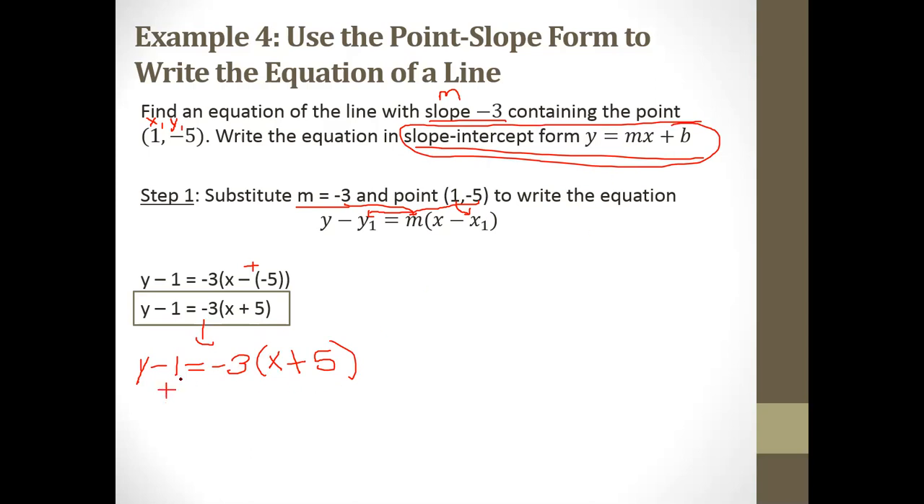So we're going to add 1 to both sides of this equation. All right, so that will cancel our 1s on the left side, leaving y, and that's what we want. Now on the right side, we have a little bit more work to do.